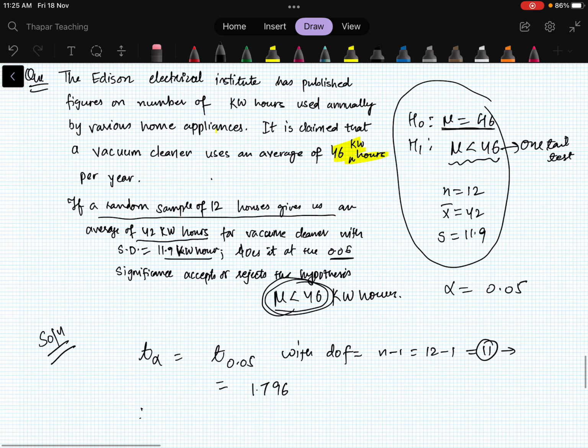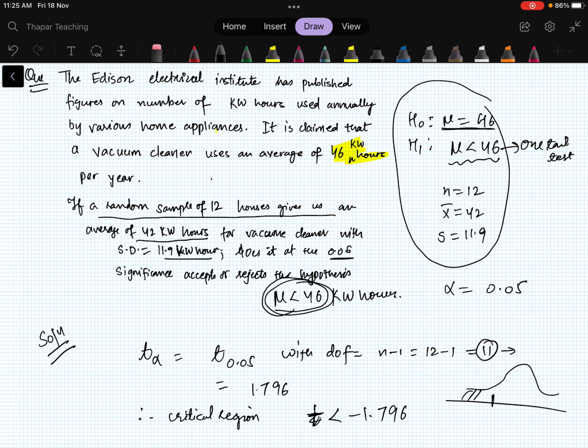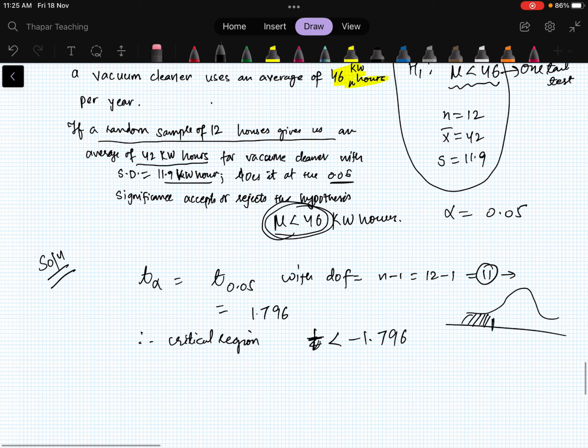So therefore our critical region is, because you are looking for less than, T, because we are computing T value here, less than minus 1.796, because this is the thing you are looking at. Okay, this is your critical region for the null hypothesis.